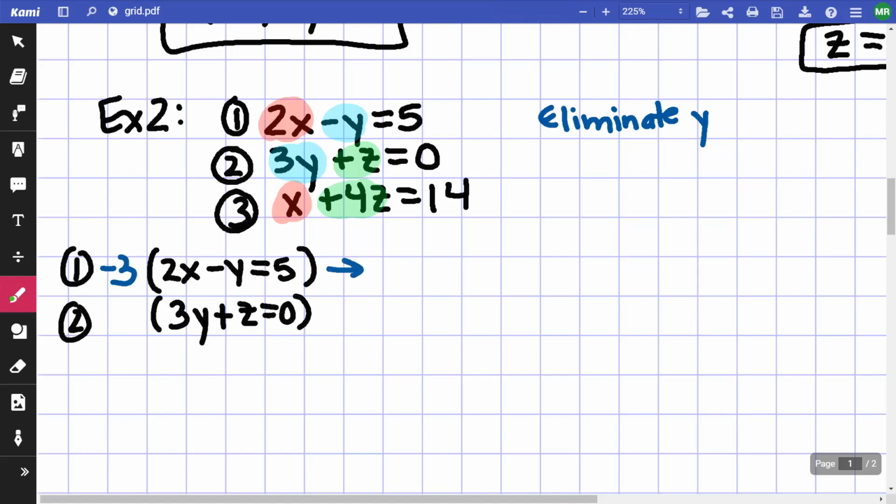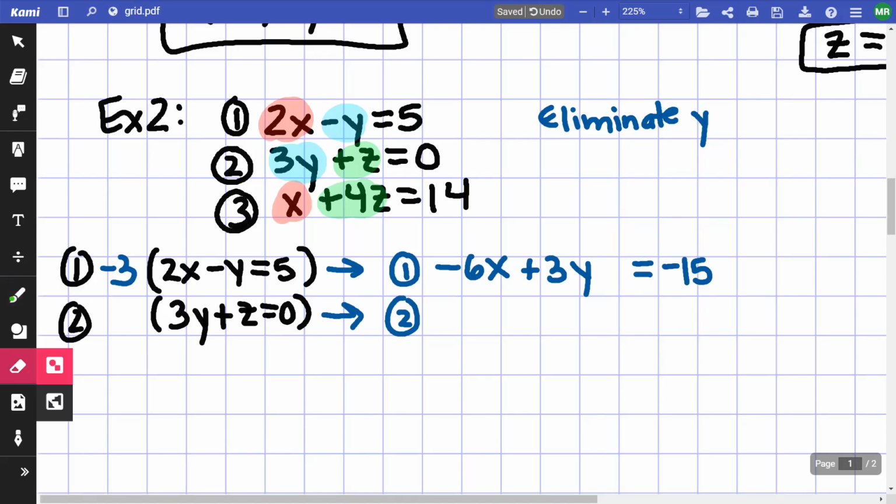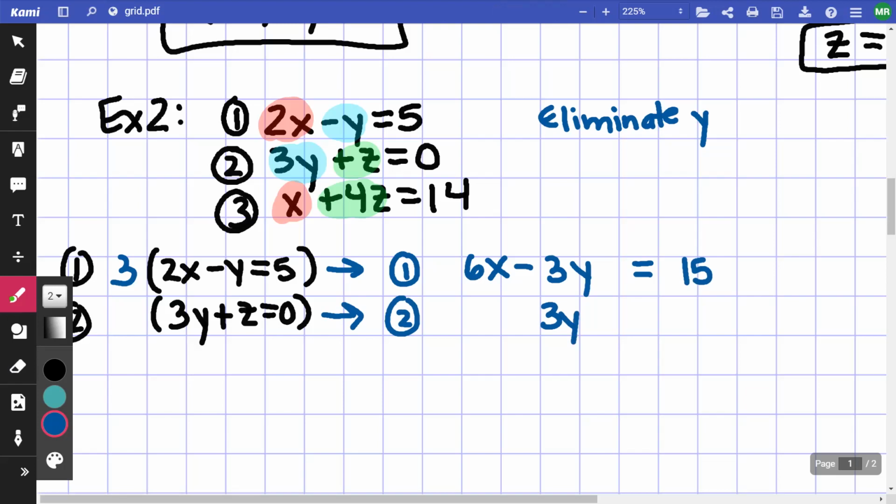So when I do that, my equation 1 is now going to be -6x plus 3y, and I'm going to leave myself some space for my z's, equals -15. My equation 2, I'm going to keep as is. I didn't have any x's. Oh, and sorry, I don't want to multiply it by a -3 because it was negative. I want to multiply it by a +3. I apologize. So that's going to be +6x, -3y, and +15. Okay, I'm multiplying by a +3. So now when I write my second equation, it's going to be 3y plus z equals 0.